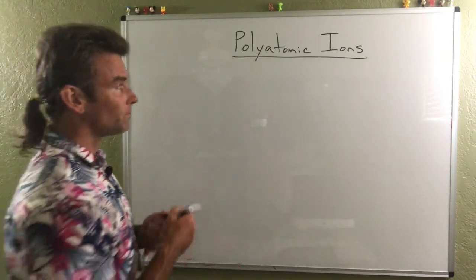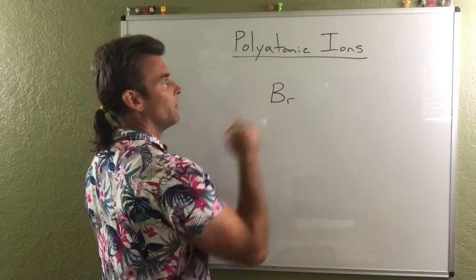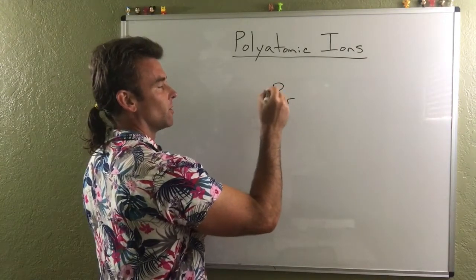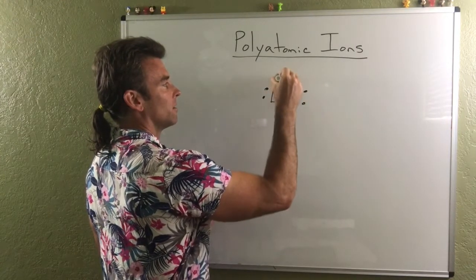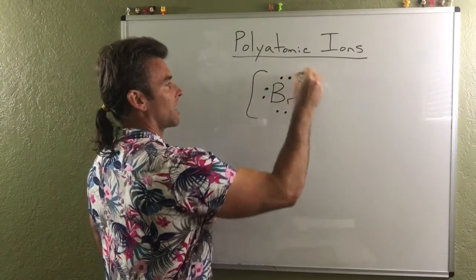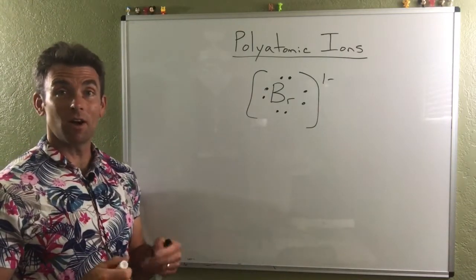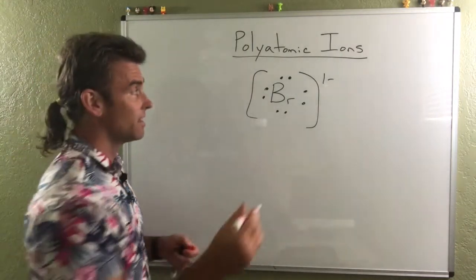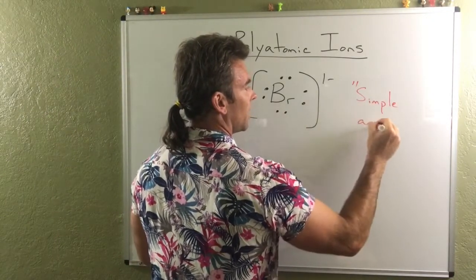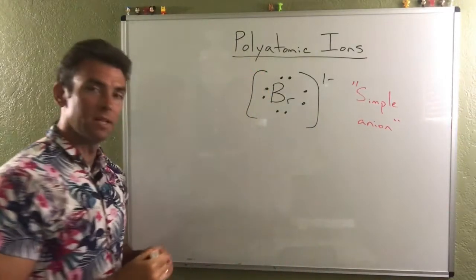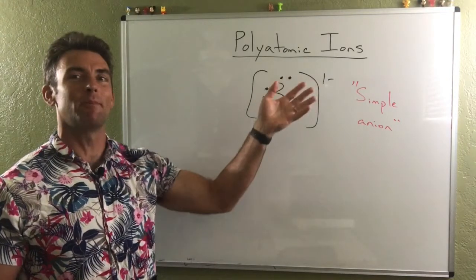So for instance, let's just pick out, say, bromine, right? Well, bromine is not polyatomic. Bromine is just its own thing, right? We could put in a Br minus here, put a jacket around it, put a 1 minus charge on it, and it turns out that's just what's called a simple anion, right? Sometimes you'll see the word simple attached to things that are not complex or not polyatomic, right?